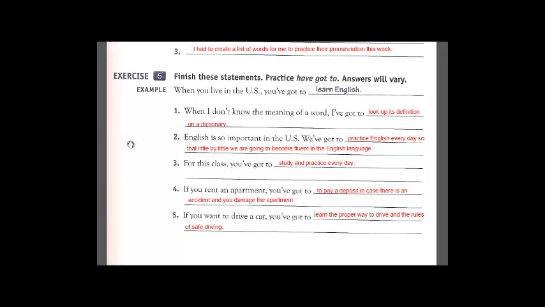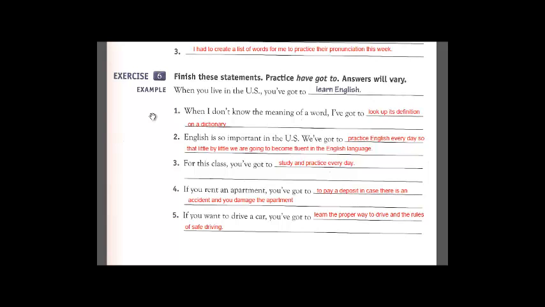And here we are. Number 1. When I don't know the meaning of a word, I've got to look up its definition in a dictionary. Number 2. English is so important in the US. We have got to practice English every day so that little by little we are going to become fluent in the English language.